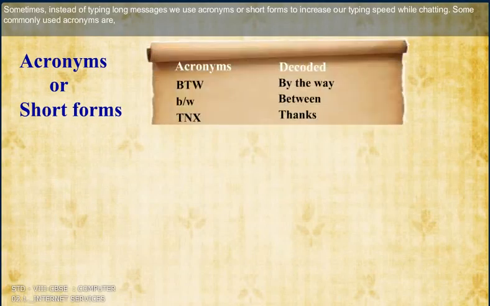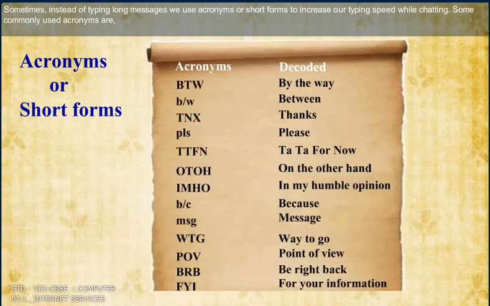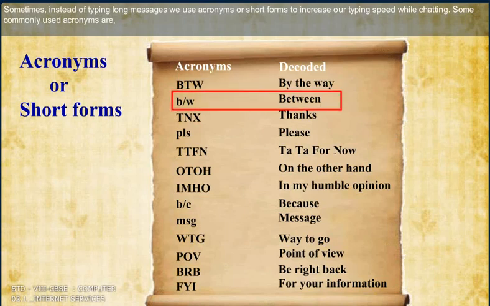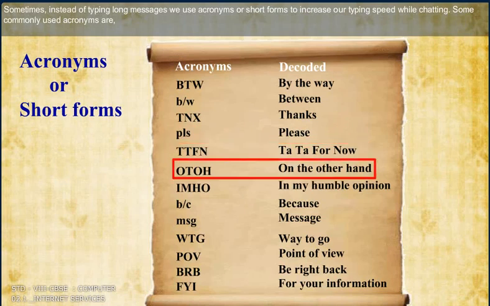Sometimes, instead of typing long messages, we use acronyms or short forms to increase our typing speed while chatting. Some commonly used acronyms are BTW, that is by the way. B/W, that is between. TNX, that is thanks. PLS, that is please. TTFN, that is Tata for now. OTOH, that is on the other hand.